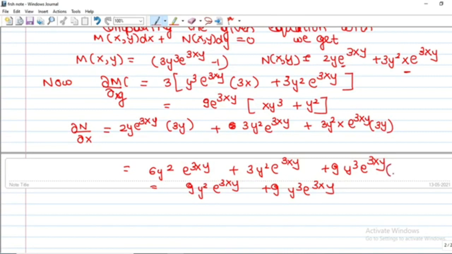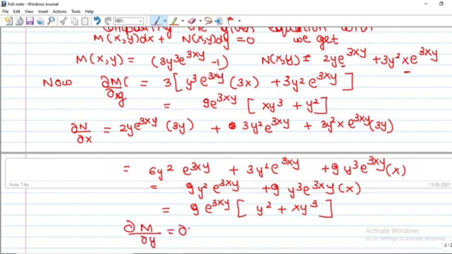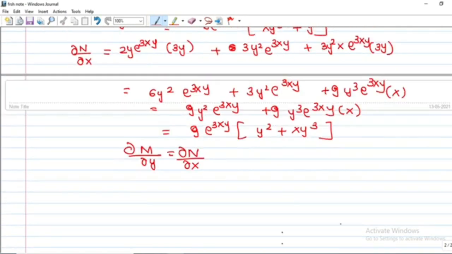Here there will be one x term also. So if we take 9 e power 3xy common, we are going to be left with y square plus xy cube, right? So we came to the conclusion that dou M by dou y is equal to dou N by dou x, right? After this, what do we have to do?